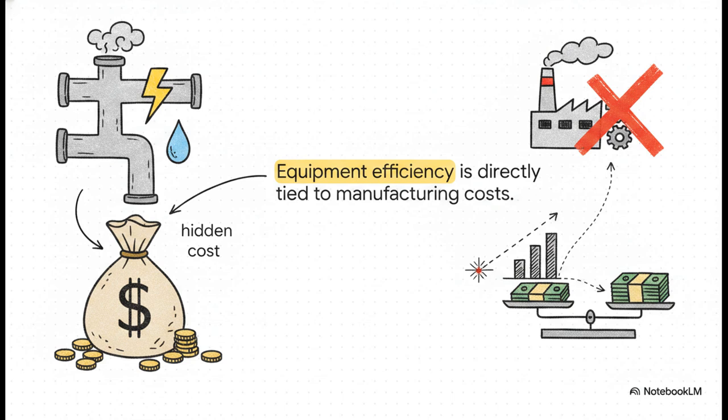The absolutely crucial point here is that utilities, things like steam, electricity, and water, aren't just background expenses. They are direct and indirect manufacturing costs. In fact, they're the biggest hidden costs. Think about it. If your equipment efficiency drops, what happens? You end up using significantly more energy to produce the exact same amount of product. Managing equipment efficiency is practically identical to managing your core manufacturing costs. If you aren't tracking your utilities with laser precision, you are literally bleeding money.